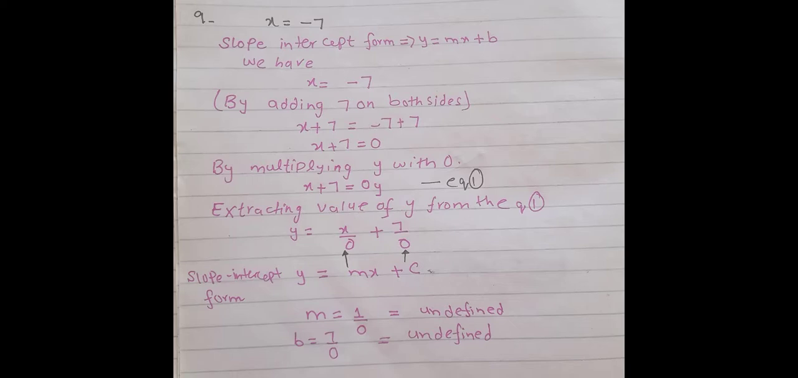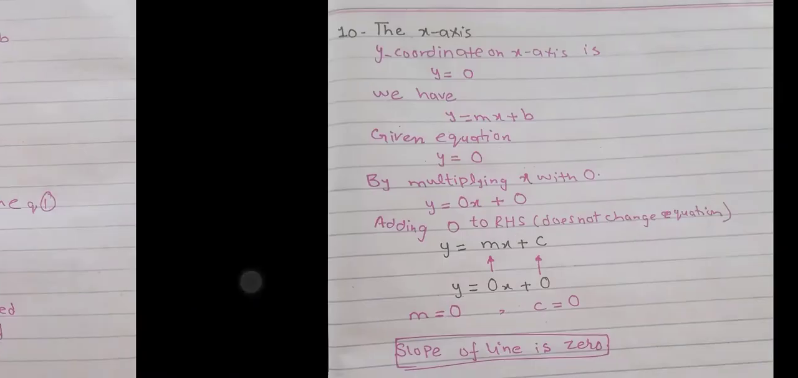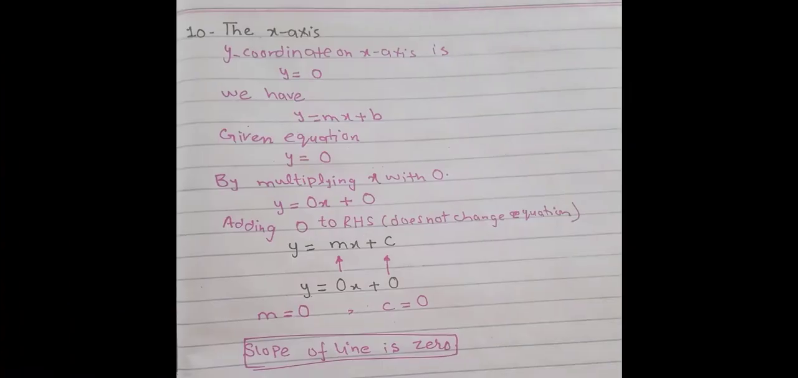This slope is undefined because x is equal to something constant, and that is why the slope is undefined. Then the x-axis: this line is the x-axis, so the y coordinate on the x-axis is always 0, so we write y equals 0. We have the slope-intercept form y equals mx plus b, and in the given equation y equals 0, by multiplying x with 0, y equals 0x plus 0.